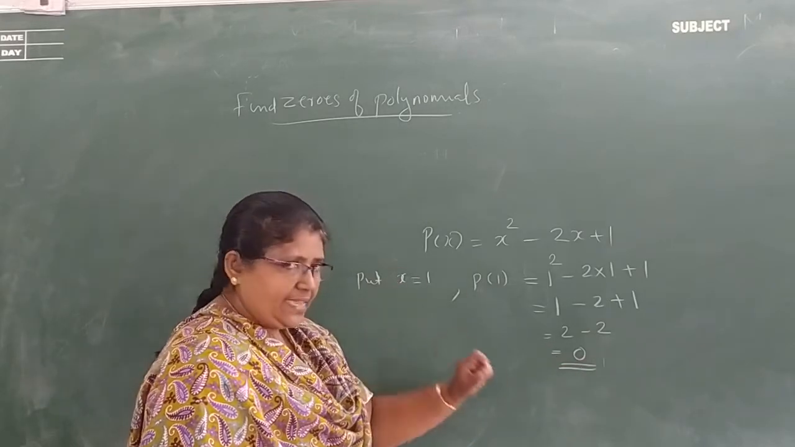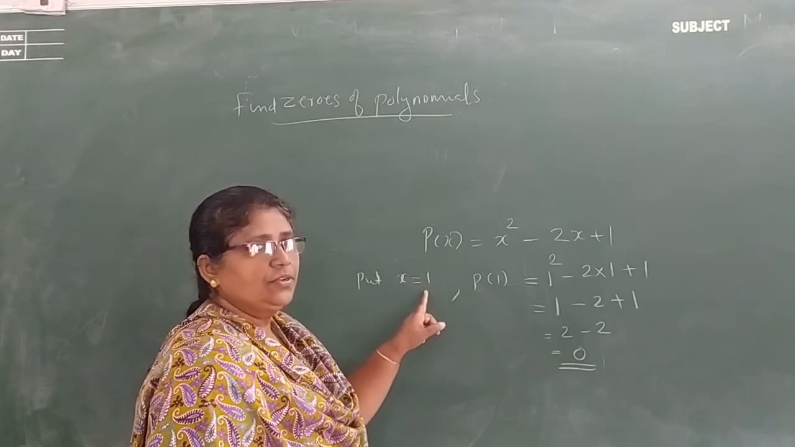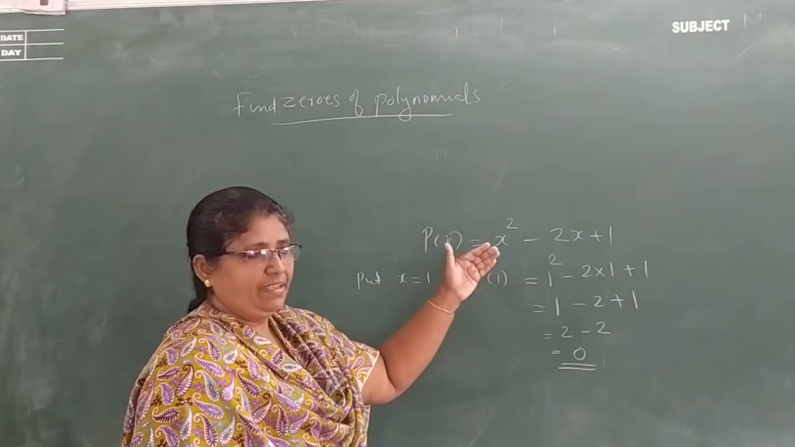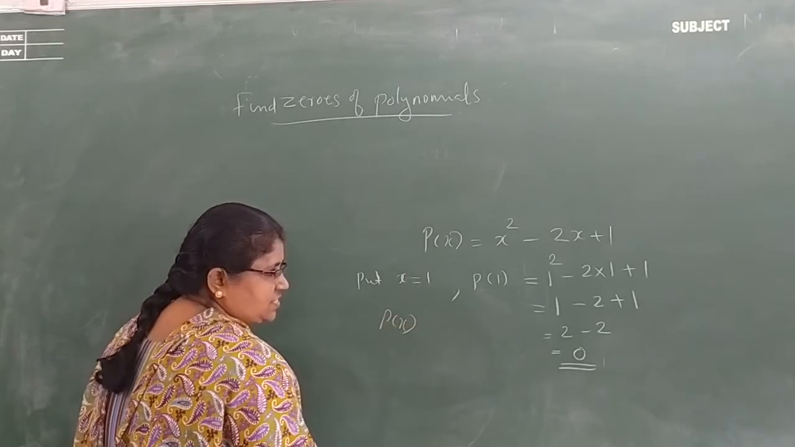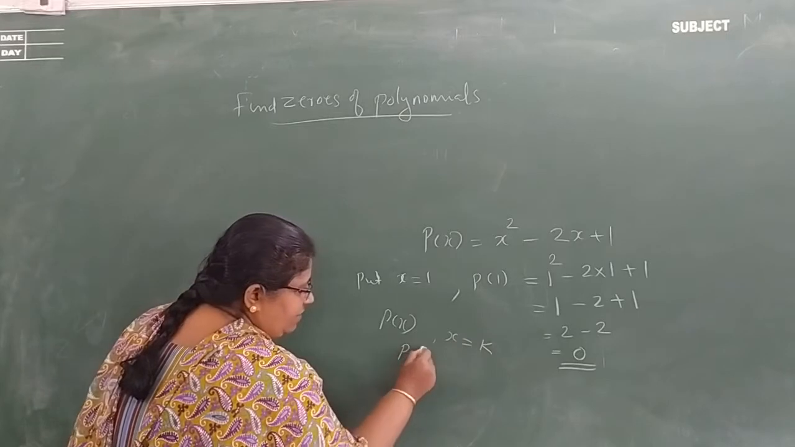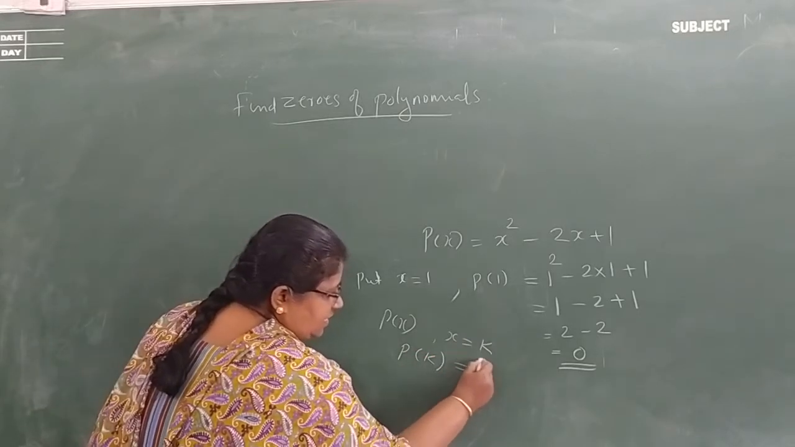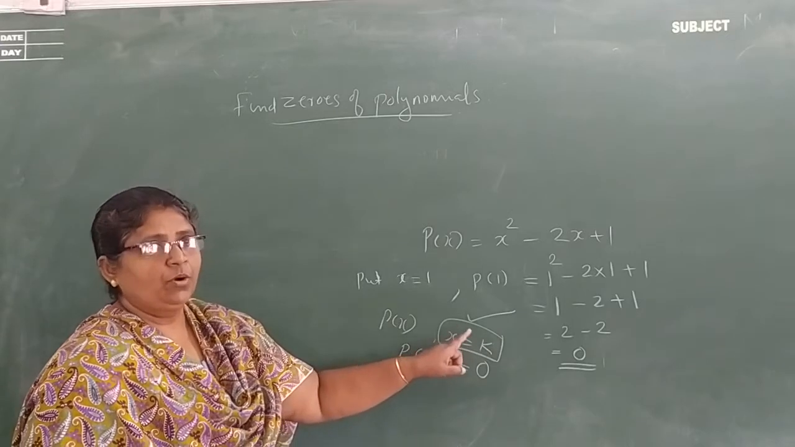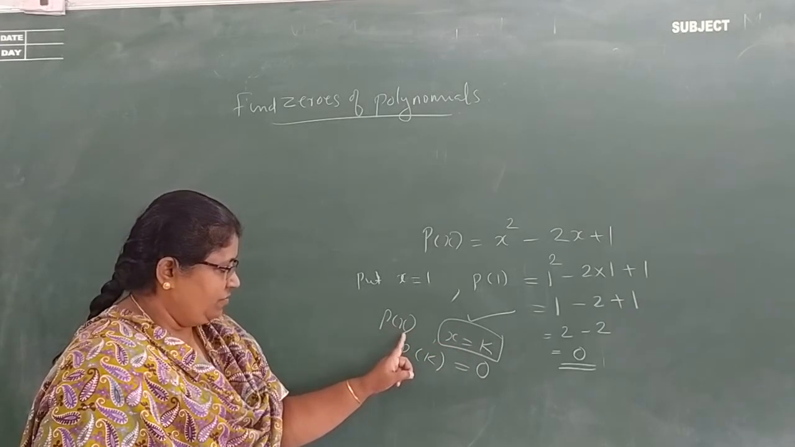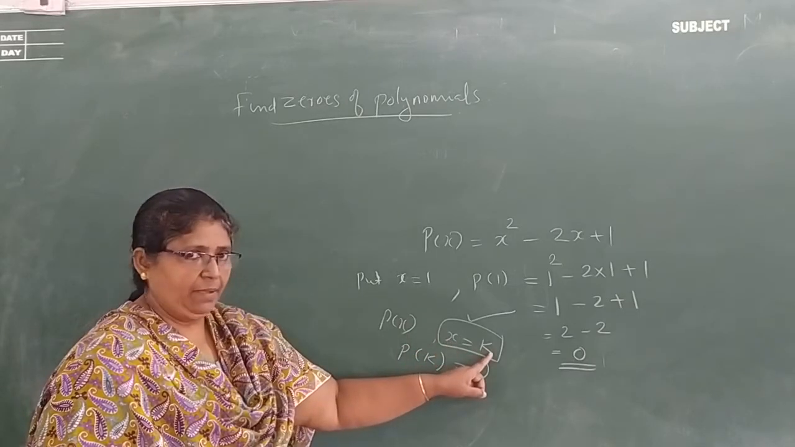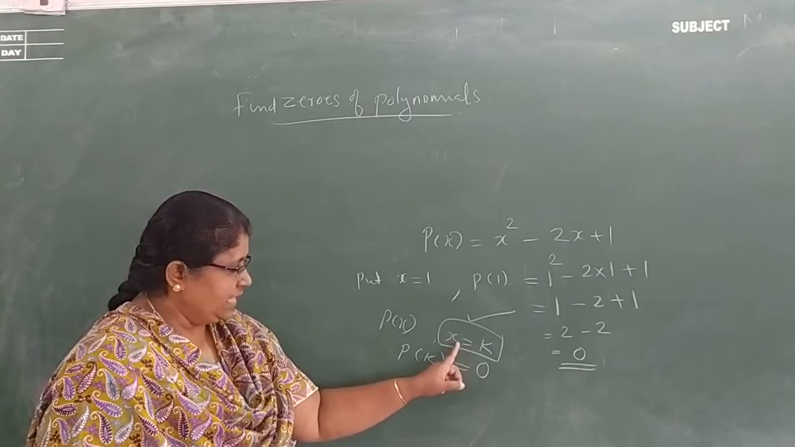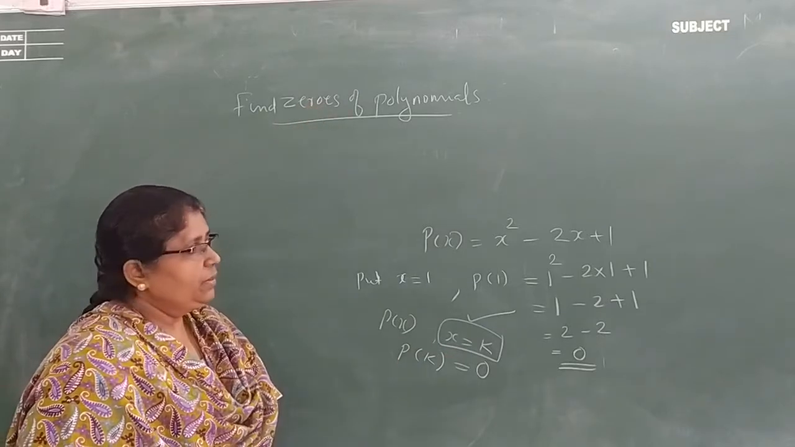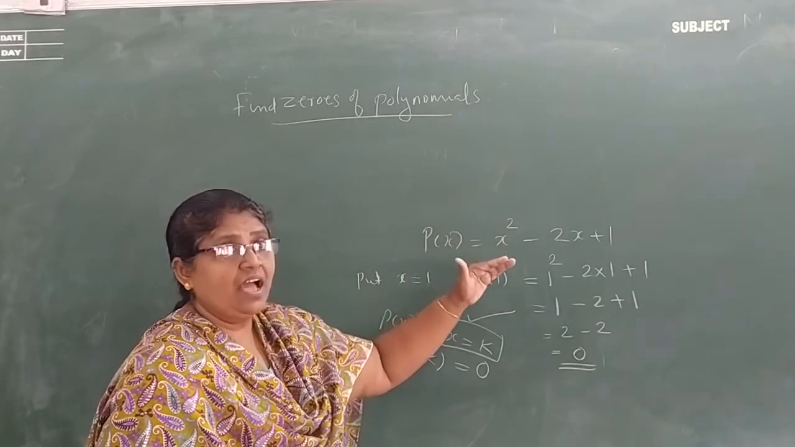So, what is the meaning? I can tell that this x is equal to 1 is a 0 of the polynomial. Understood? This I explained earlier. So, if the polynomial P of x is given, if I put x is equal to k, I will get P of k. If P of k is equal to 0, then x is equal to k is called the 0 of the polynomial. Understood? But always we can't do like this, trial and error method.